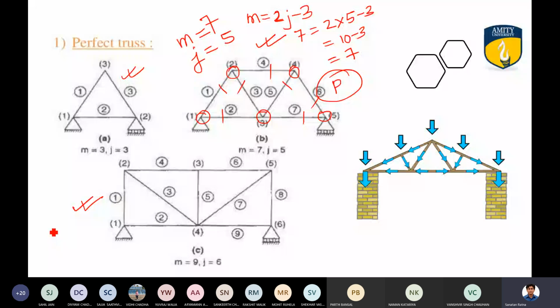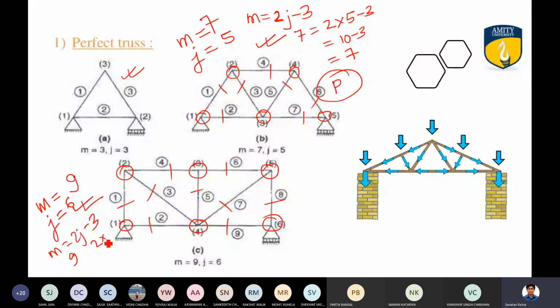J is 6. Use the formula M is equal to 2J minus 3. So what do you get? M is 2 into 6 minus 3, so 9 is equal to 9. Let us call this perfect. So again it is a perfect truss.